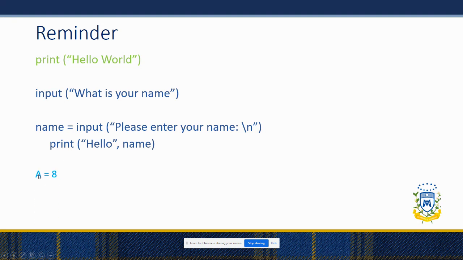A equals 8 means that we have a variable called A and we're setting it to 8. Number, so if we're asking them for a number, we're going to say number and we have to use int. Int will convert whatever's in this bracket into an integer. So if we're asking them to enter a number, we need to use this. And we're going to do a lot of this today.